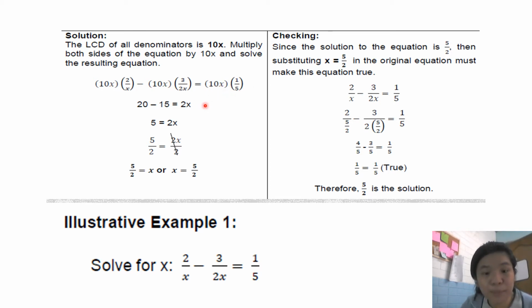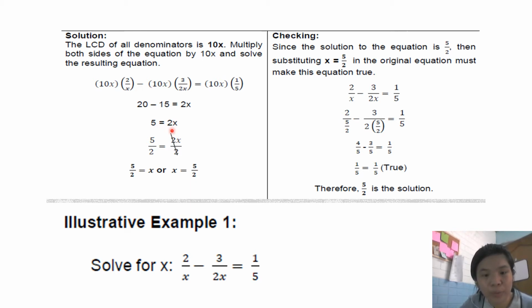And then, you manipulate the variables. For as long as you know how to manipulate the variables, it is easy to solve the rational equation. Or kung rational function man yan, rational inequalities man yan, easy na lang siya. Basta marunong kayo mag-manipulate ng variables. Then, 20 minus 15 is 5. So, therefore, that's 5 equals 2x.